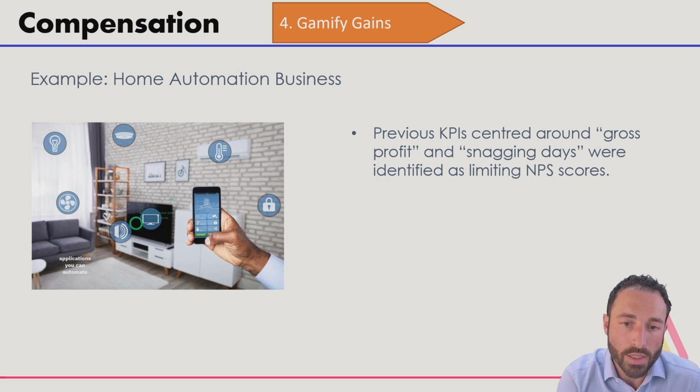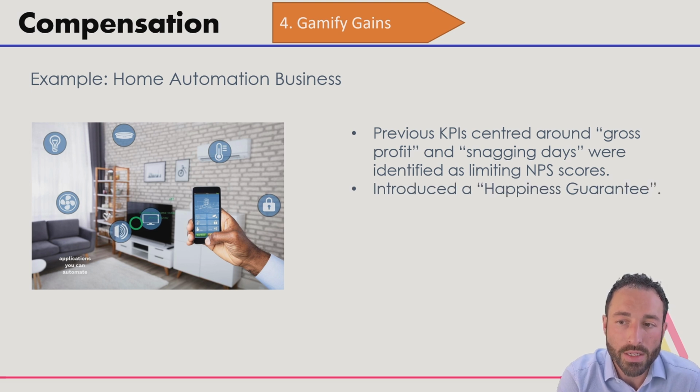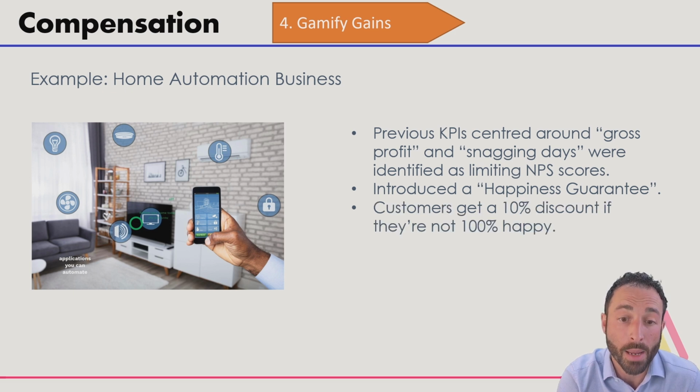In order to lift these NPS scores, what they introduced for the customer was a happiness guarantee. The simple setup of this was that customers would get a 10% discount if they were not 100% happy. So a really high bar here. You're going to get a 10% discount if you're not 100% happy. So setting a really high bar for the customer. A customer could simply say they're not 100% happy and get 10% off their final price.